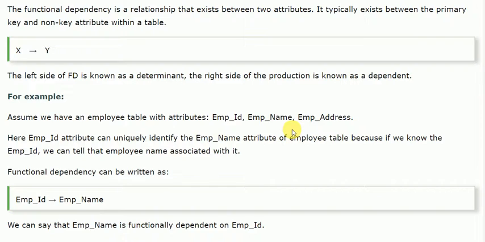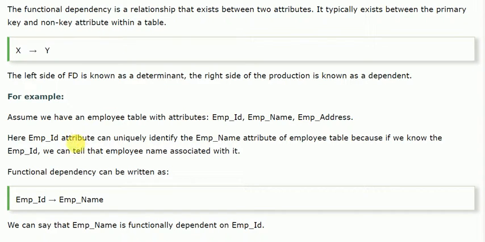What are primary key and non-key attributes within the table, how does the dependency exist between them, and on the basis of dependency, how can we segregate normalization into different types, and what is normalization? To study normalization, we need to understand the concept of functional dependency first.